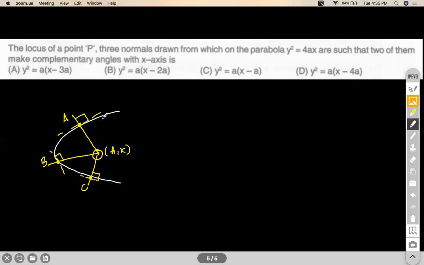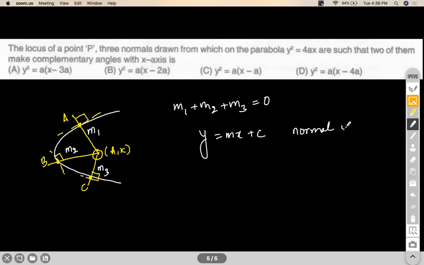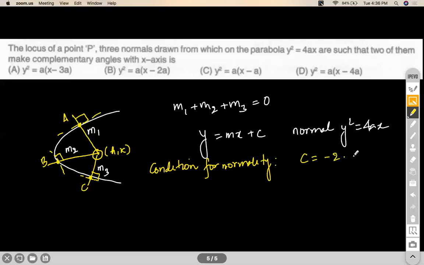One of the very important properties of co-normal points is, if on this parabola this normal has a slope of m1, this normal has a slope of m2, and this normal has a slope of m3, then the sum of their slopes is zero. Why? We'll try to understand it. First of all, when does a line y equal to mx plus c become a normal to the parabola y square is equal to 4ax? What is the condition for normality? Anybody knows it? I've forgotten it. C is equal to negative 2am minus am cube. Yes, very good, Tripan. Tripan remembers it.